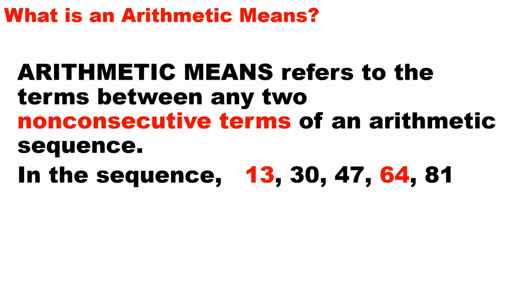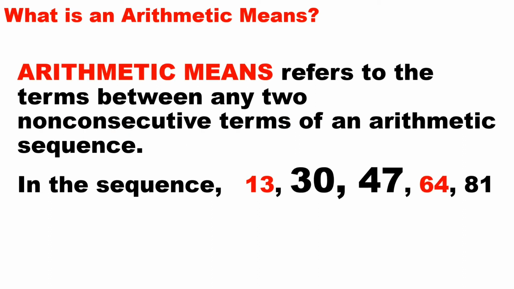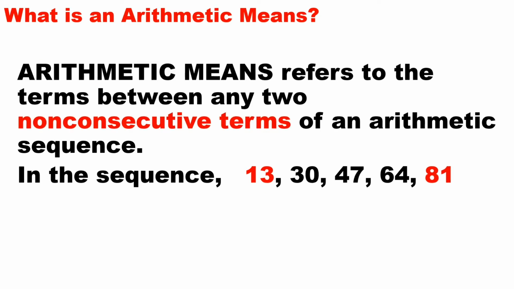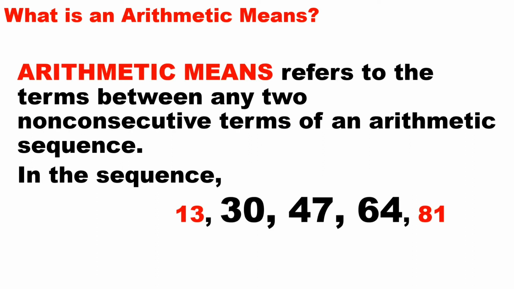13 and 64 are non-consecutive terms. 30 and 47 are arithmetic means. 13 and 81 are non-consecutive terms. 30, 47, and 64 are arithmetic means.